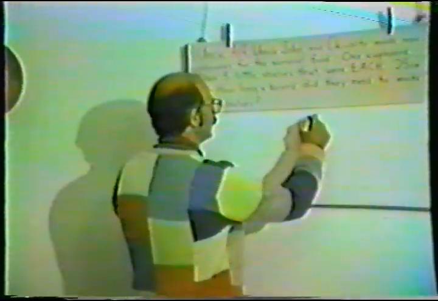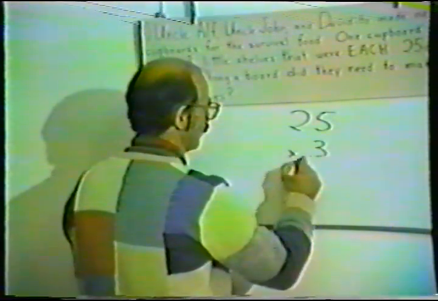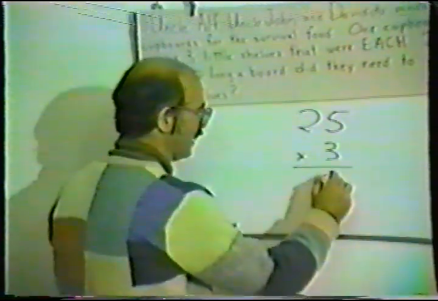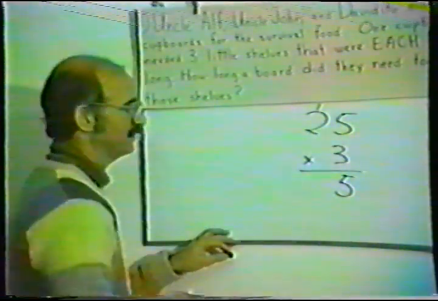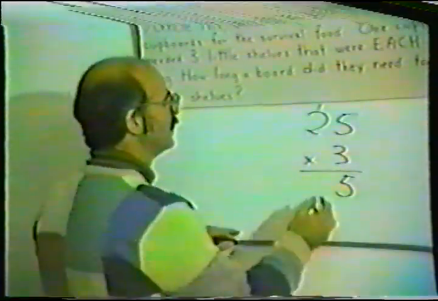When they're all the same, it's time to do what? Multiply. We have 25, 1, 2, 3 times. 25 times 3, 3 times 25. 25 times 3. 5 times 3 is? 15. Put down the 5, carry the 1. 2 times 3 is? 6. Plus the 1 is? 7.